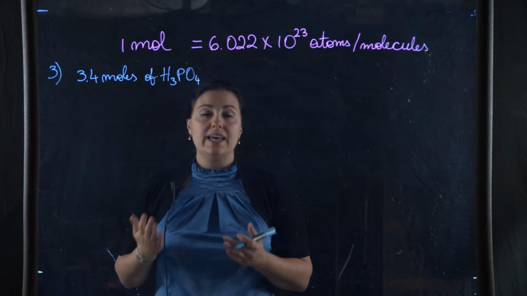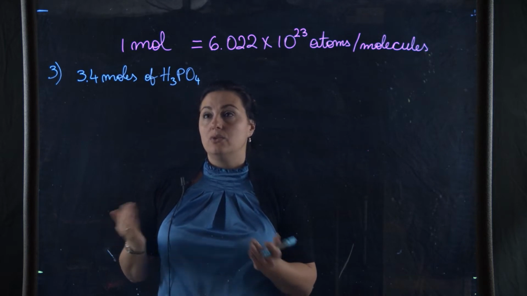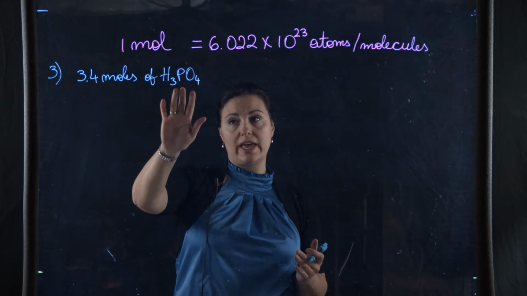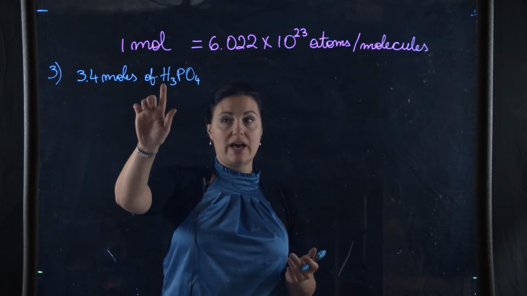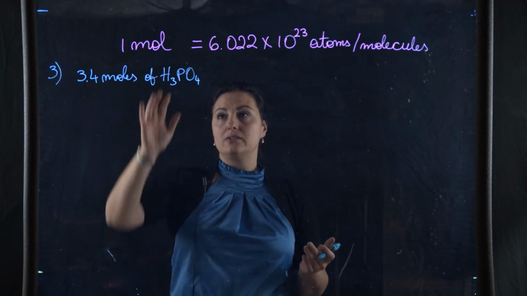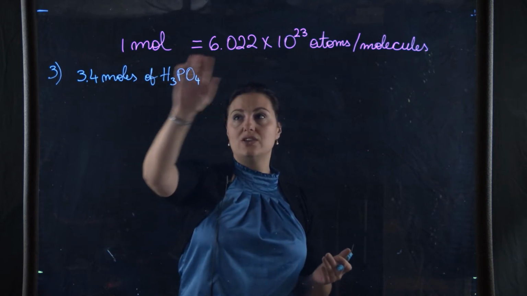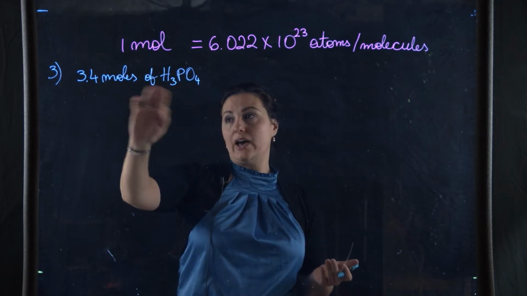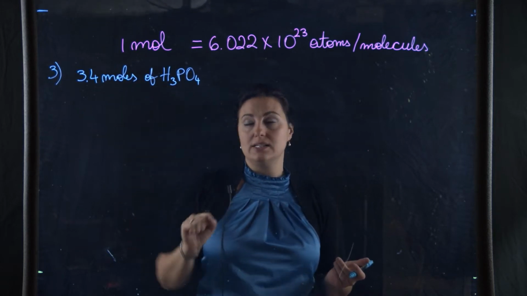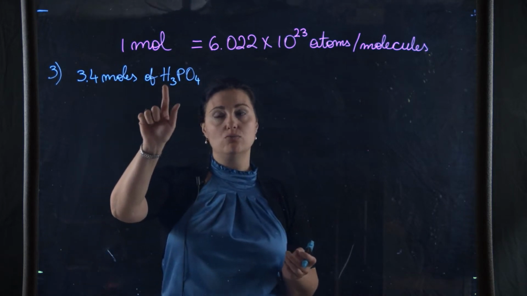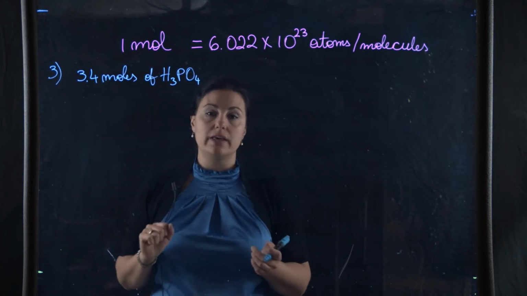Well, first of all, I cannot directly relate the moles of phosphoric acid to atoms of hydrogen. I can't relate atoms of hydrogen because I don't have the moles of hydrogen. I only have moles of phosphoric acid. But I can relate the moles of phosphoric acid to moles of hydrogen directly.